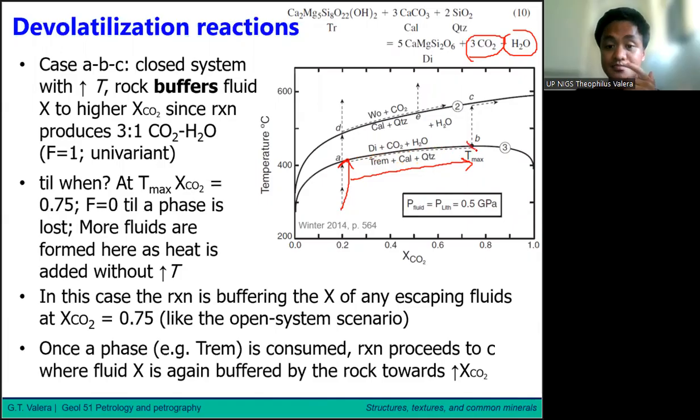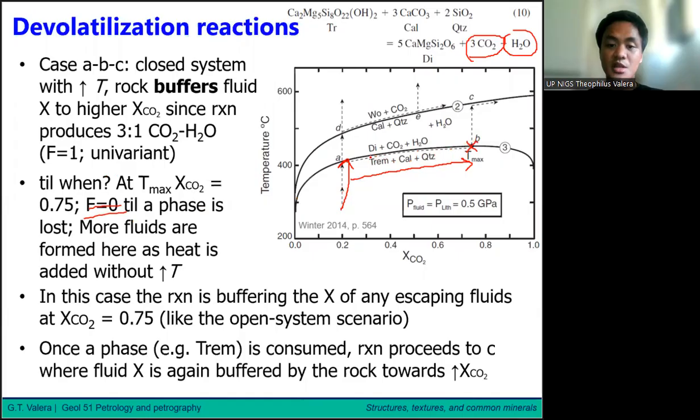Upon reaching this point, around this time, ito yung Tmax. So dito na siya maglalast. Dito na siya maghihinto basically. So dito siya hihinto until maubos yung isa sa mga phase natin ulit. Isa sa kunwari quartz o kaya calcite, kaya tremolite. So at this point, F again is equal to 0. So a phase must be lost before magko-continue reaction.